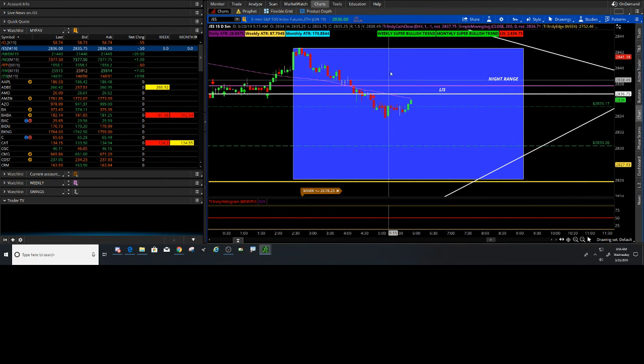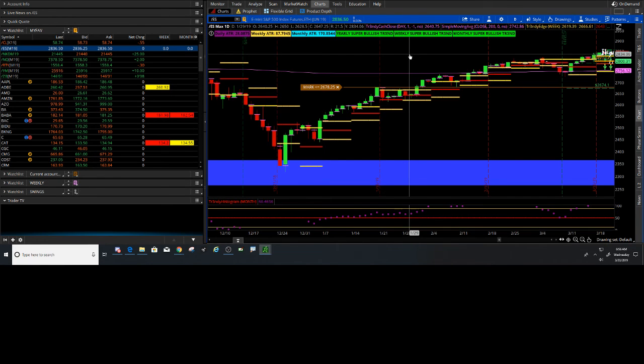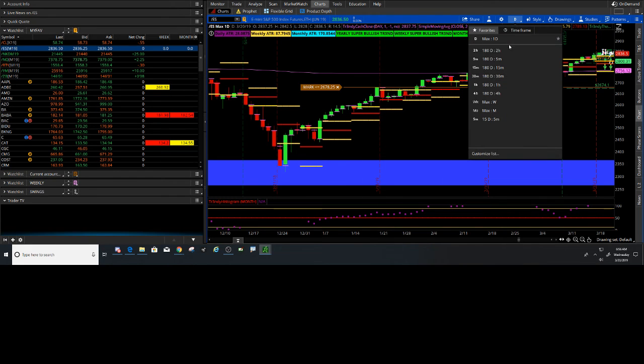But anyways, overall sentiment, weekly super bullish still, monthly super bullish. I believe the yearly, let's go over here, I'll give you that here in a second. Kind of show you what that looks like real quick. Just want to make sure I got that on there. Yeah, yearly super bullish as well.